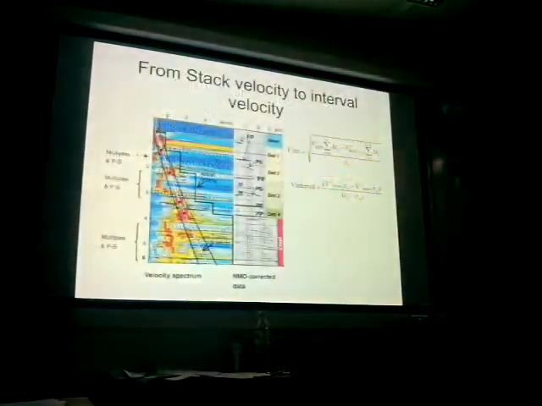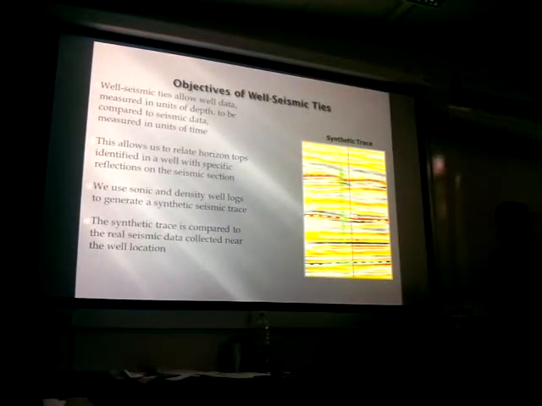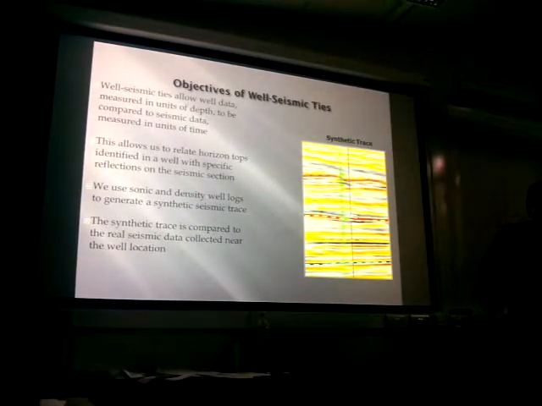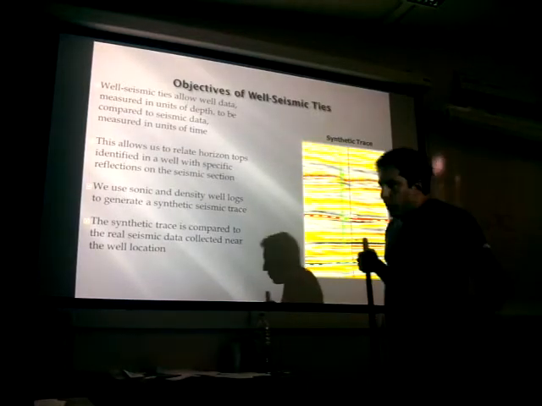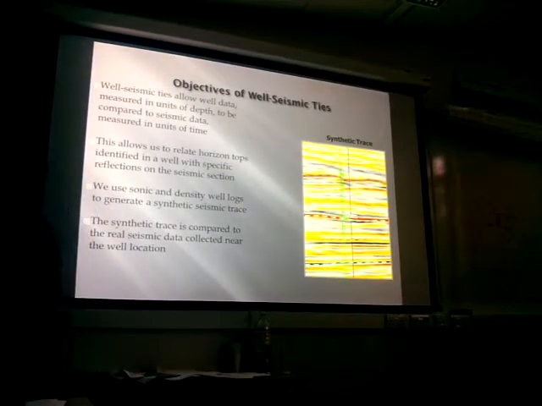Now, what happens when you got check shots and wells, and you want to compare it with a seismic that is a stacked seismic, in which probably you got some stack velocity from the geophysics behind you, because you need to stack basically the data set, so you need to use a stack velocity during the pre-stack processing. How do we use sonic density well log to generate a synthetic seismic trace? And the synthetic trace is compared to the real seismic data collected near the well location.